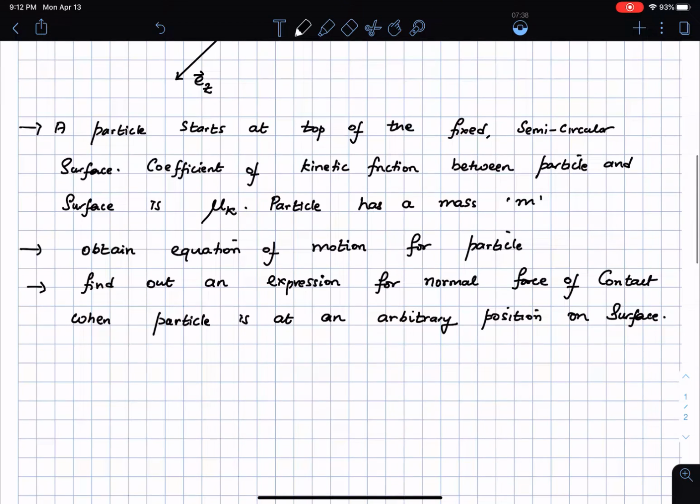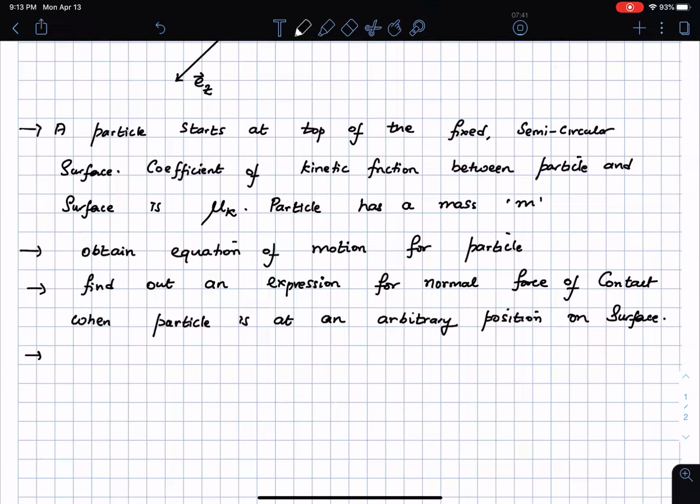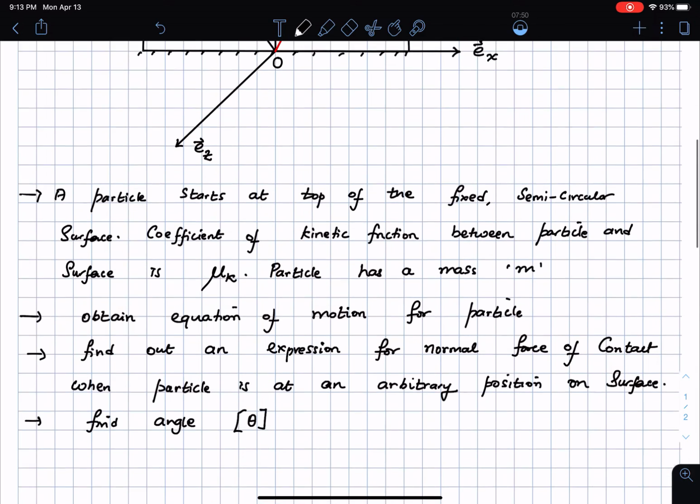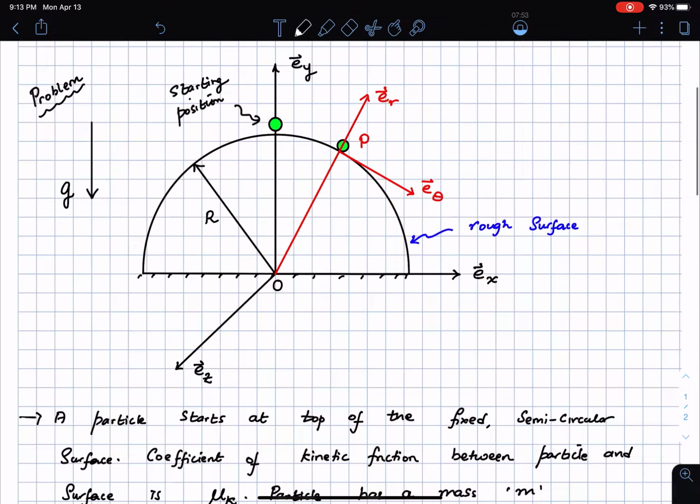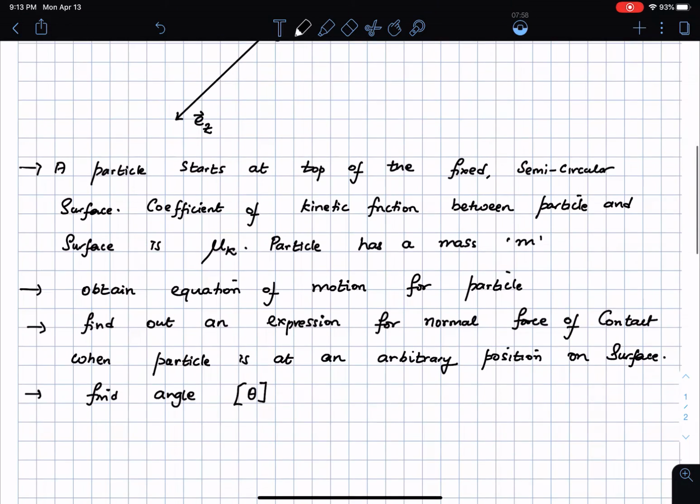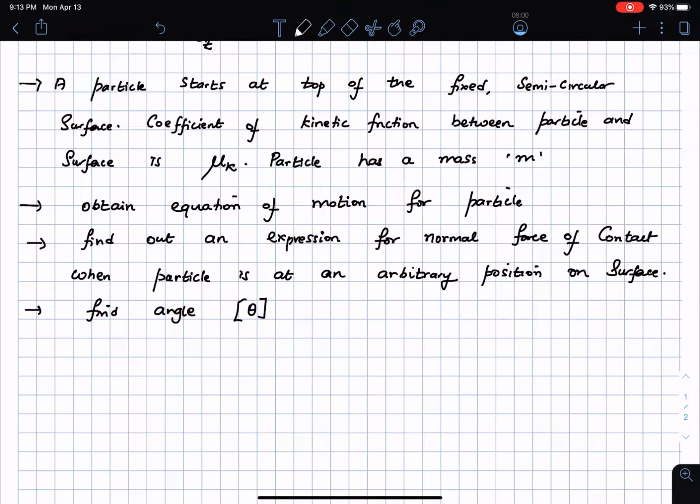Then lastly, we need to find the angle. Let me call this angle theta, and let me mark that on the figure right here. So I'm going to call this angle theta. Find the angle theta at which the particle separates from the fixed surface.